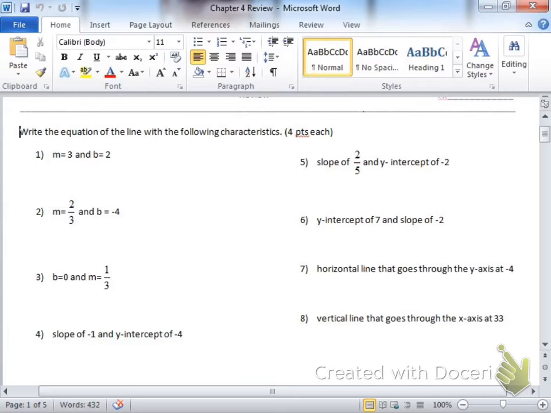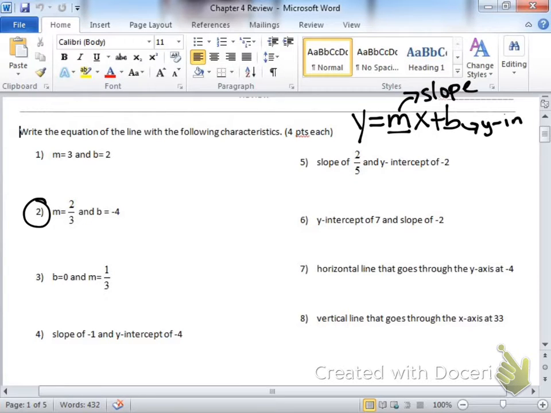So, again, we're going to do the evens today, and then we'll talk about all of them tomorrow. So the first even would be number 2. This section we're writing the equations in y equals mx plus b, where m is the slope and b is the y-intercept.